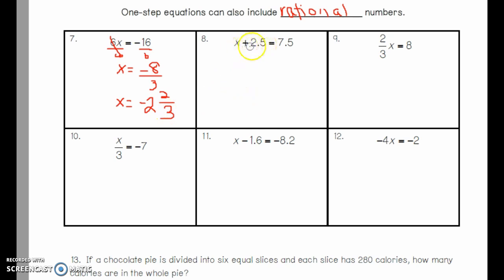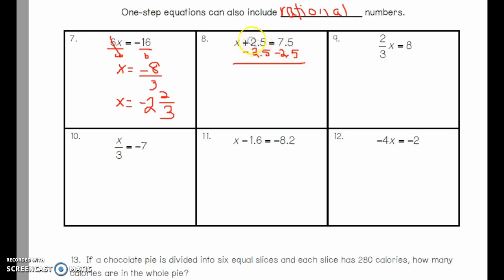What's the operation going on here? We're adding to x, so we have to subtract. That's undoing the problem. Whatever I do to one side, I have to do to the other side. Now remember, when we're working with decimals, when we're adding and subtracting, you always have to line up the decimals. What's left here?